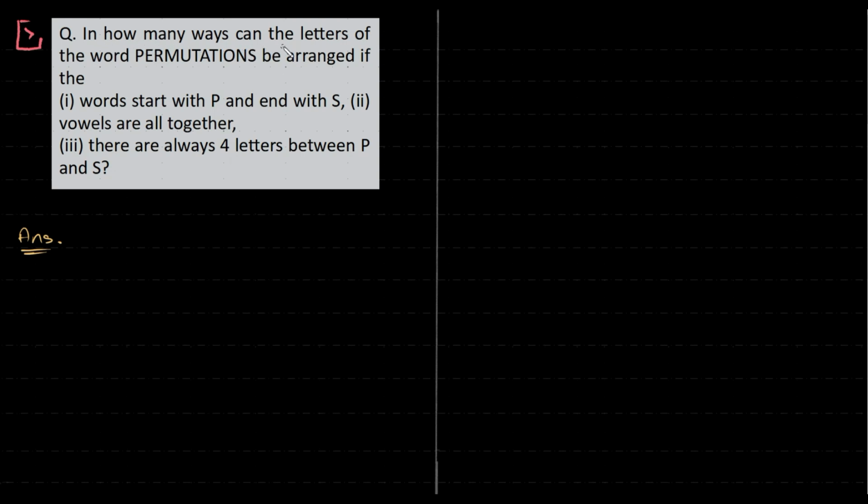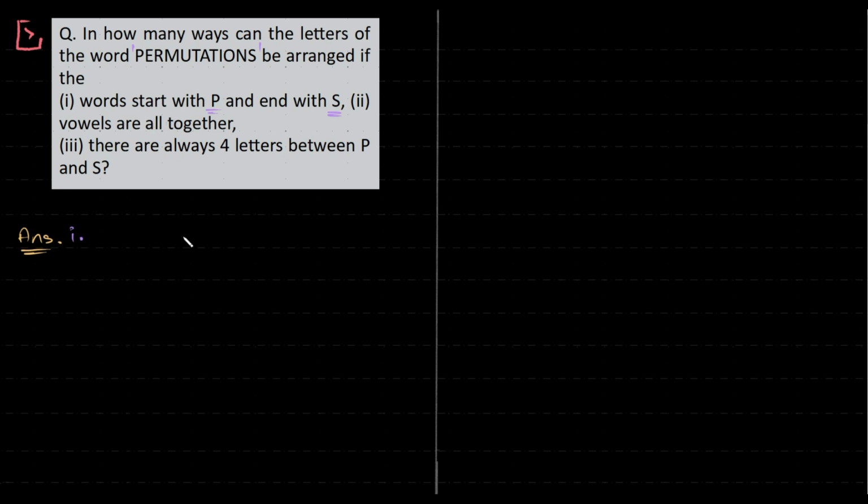In how many ways can the letters of the word PERMUTATION be arranged if the words start with P and end with S? The vowels are together. There are 4 letters between P and S. So let's start off with the first question.